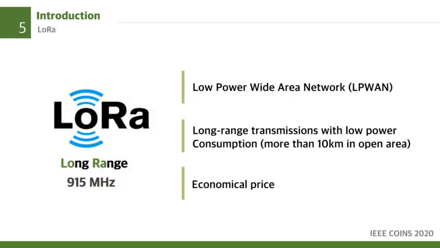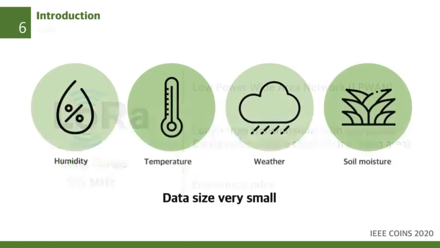Many studies suggest using LoRa, long range, a type of LPWAN, a low power wide area network technology, which is capable of long range with economical price and small battery consumption. However, there weren't any studies that focused on messaging protocols for smart farms. The size of the data received from soil moisture, temperature, humidity sensors, and weather data is very small. Hence, in order to efficiently transmit data, minimizing the wastage of packet space is necessary. In addition, the reliability and security of the data transmission must be guaranteed.